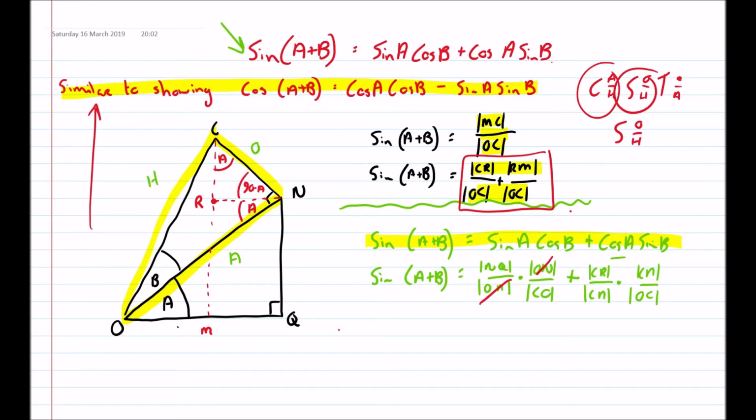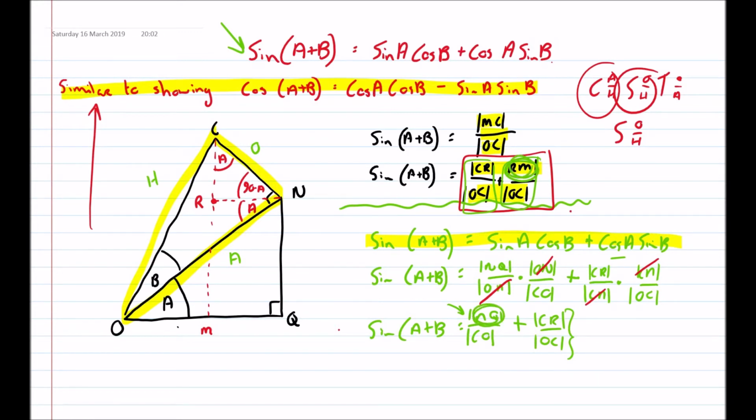Well, the ON can cancel out, so we're left with sine(A+B) equals NQ over CO, plus, and these CNs cancel out, so I'll be left with CR over OC. They're not quite identical yet. The CR and the OC bit is identical to this, but here I have RN and OC, and here I have NQ and CO or OC. CO and OC is the same, so that's fine. It's the top bit, the numerator, that's different. In the top one I have RM here. In this one I have NQ.